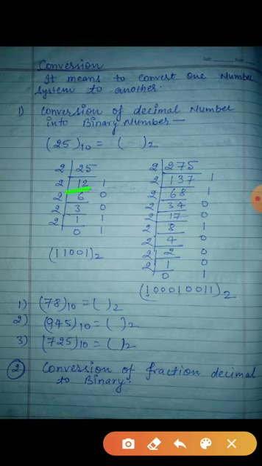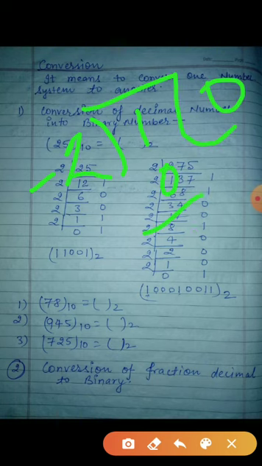2 12s are 24. What is the remainder? You write it here. Now again divide this 12 by 2. 2 6s are 12. Remainder is 0. Now 2 3s are 6, remainder 0. 2 1s are 2, remainder 1. 2 0s are 0, remainder 1. You know this one: when you divide 1 by 2, 2 zeros are 0, and the remainder is 1. You write it here.